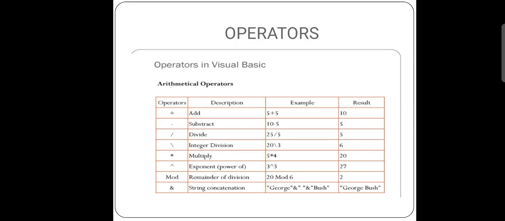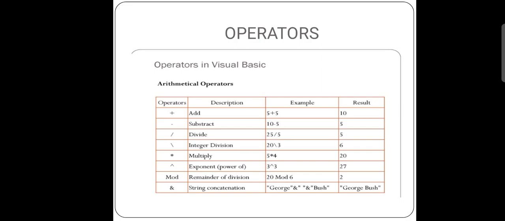Next, operators. Operators are used to perform mathematical operations like addition, subtraction, multiplication and division. The two major types are the unary operator and the binary operator. A unary operator takes only one operand, a positive or negative value, for example plus 10 or minus 10. A binary operator takes two operands, like the addition, subtraction, multiplication and division operators. Operators are classified as arithmetic, relational and logical operators. The arithmetic operators are addition, subtraction, division, integer division, multiplication, exponent, remainder, and string concatenation. These are the operators involved in arithmetic operators.